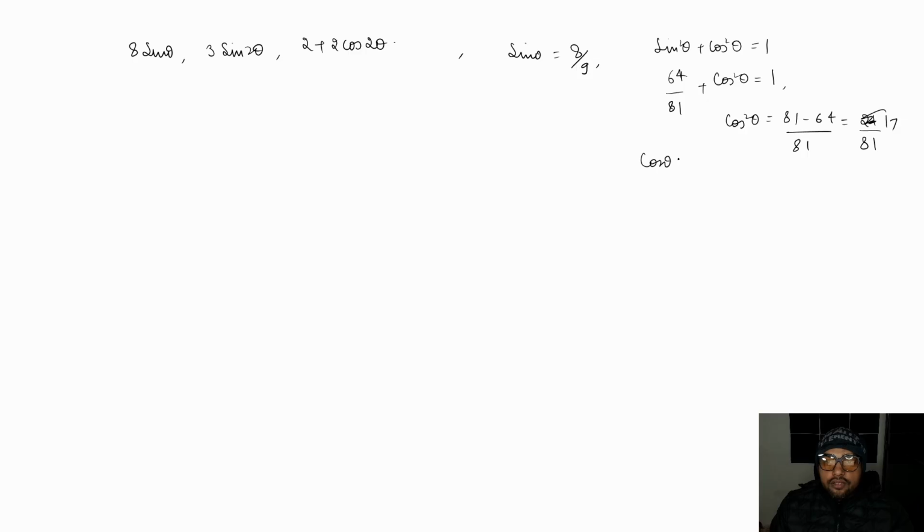So for cos θ, it will be root 17 by 9, plus minus. Okay, why have we done this?